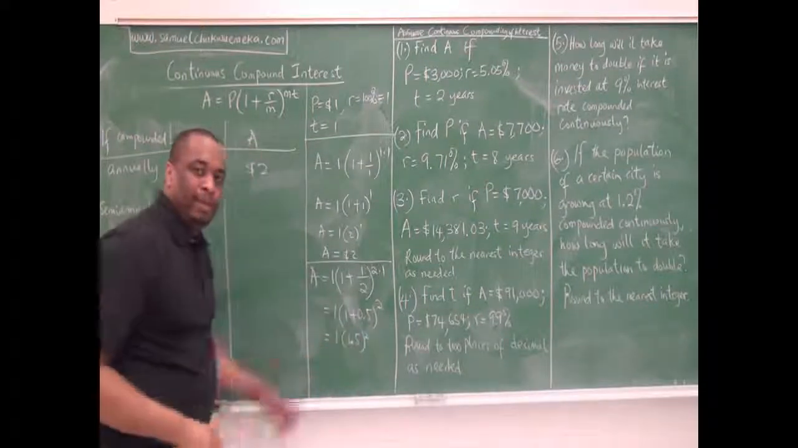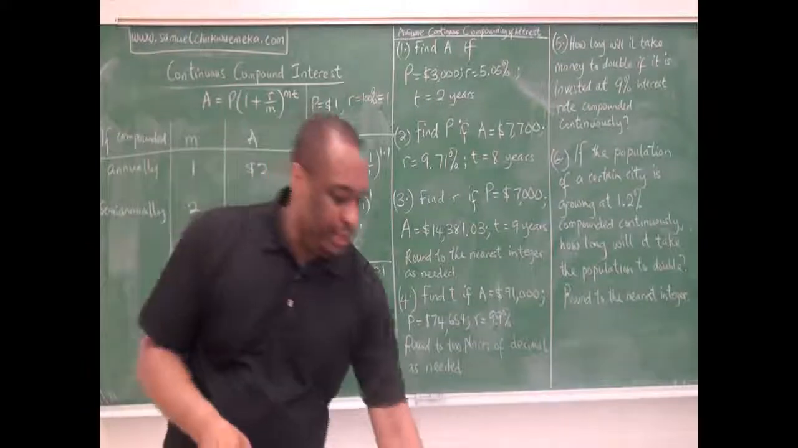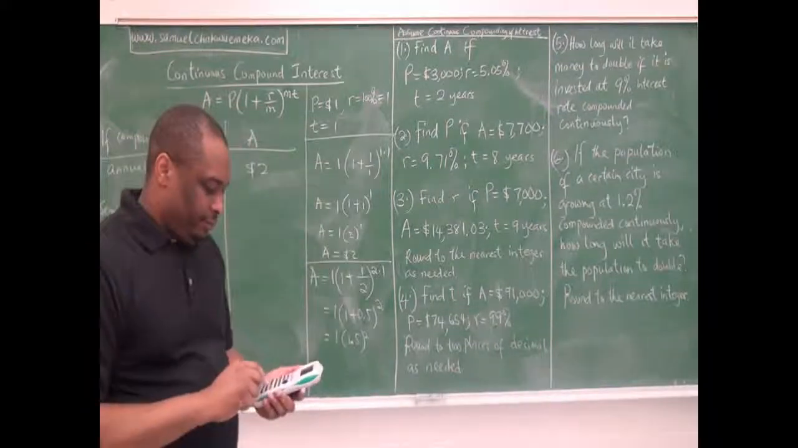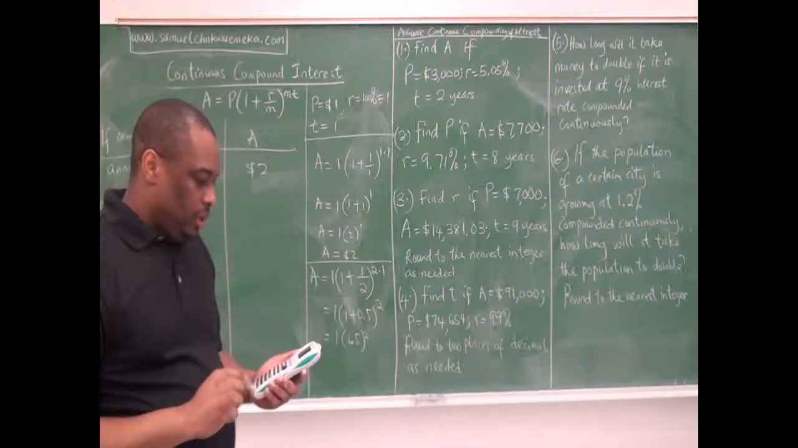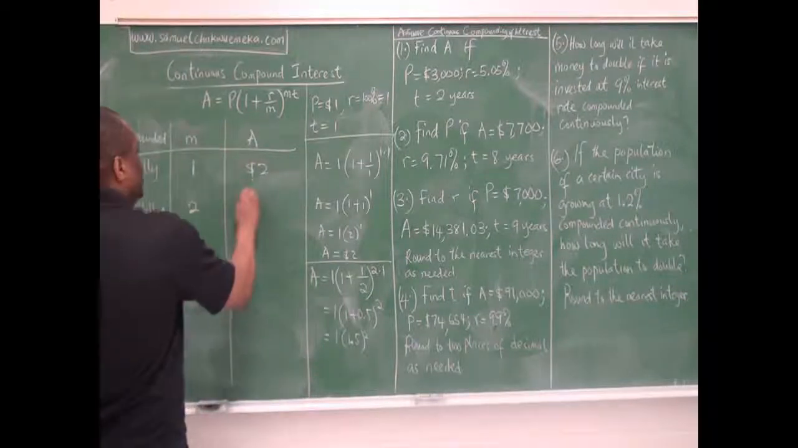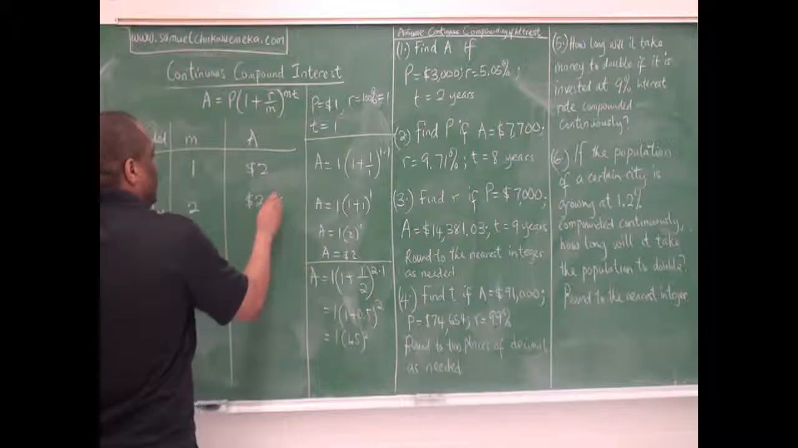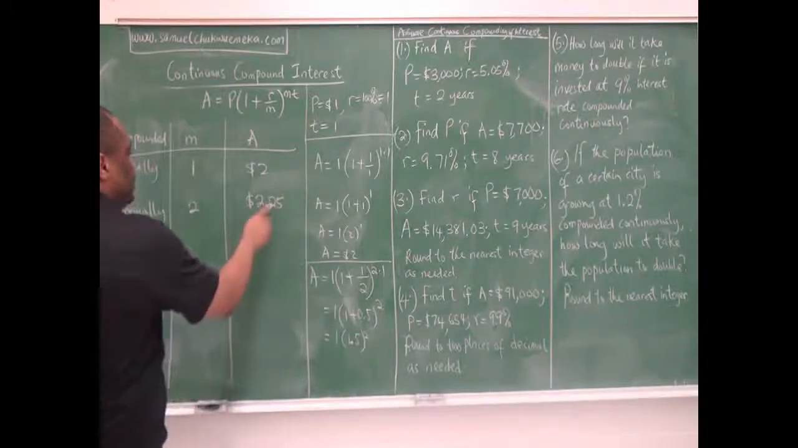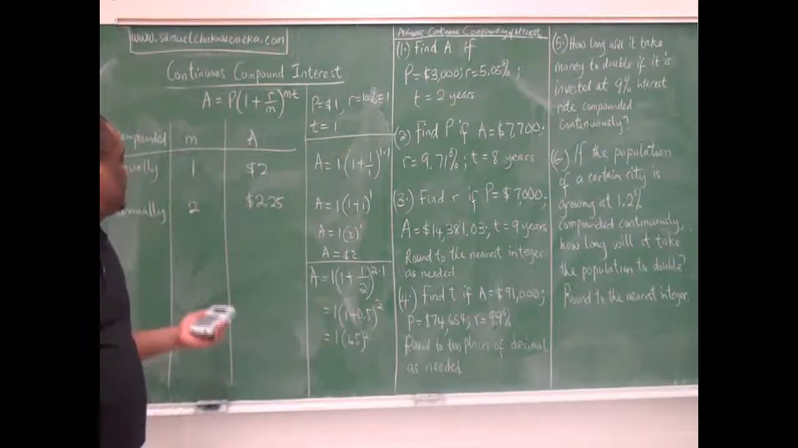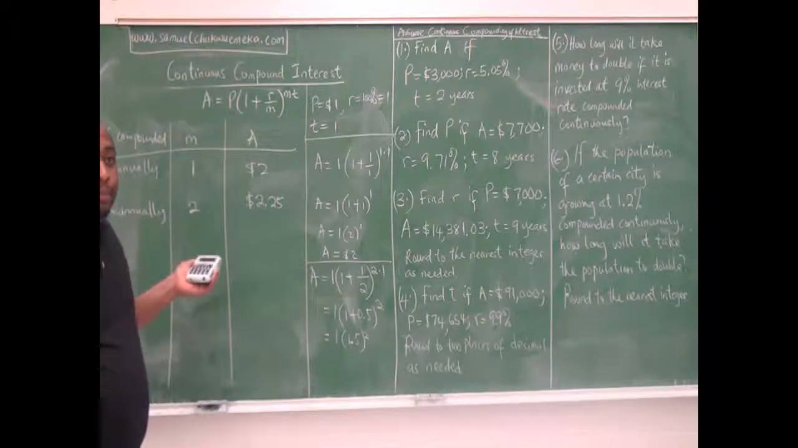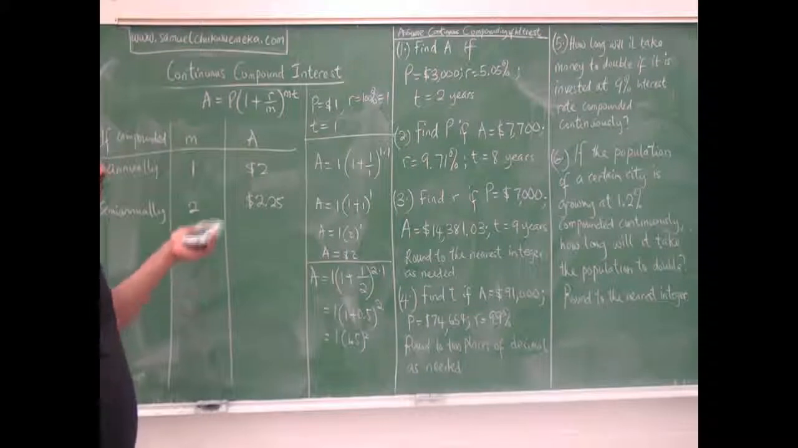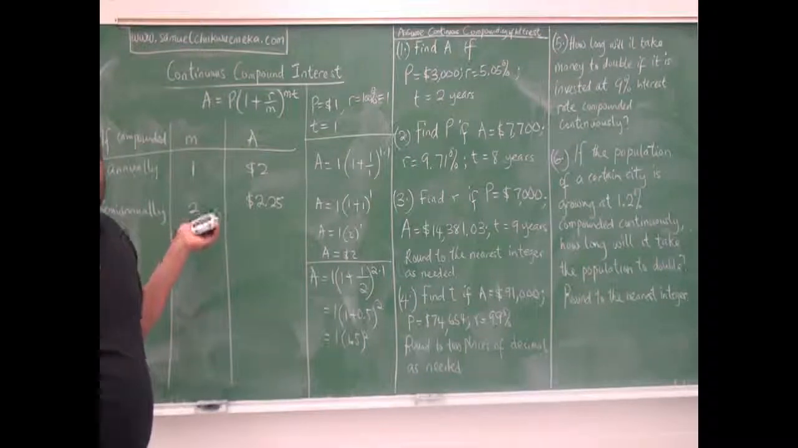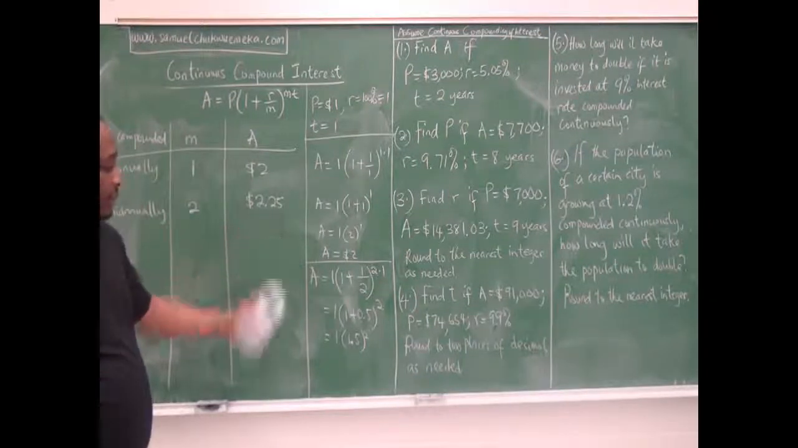You see, I'm doing it with PEMDAS, order of operations. So 1.5 to the second power gives us what? 2.25. So you see, just a difference of 25 cents. A bank that compounds annually compared to a bank that compounds semi-annually, all you get is a difference of 25 cents extra.